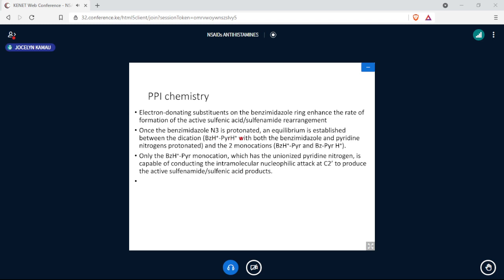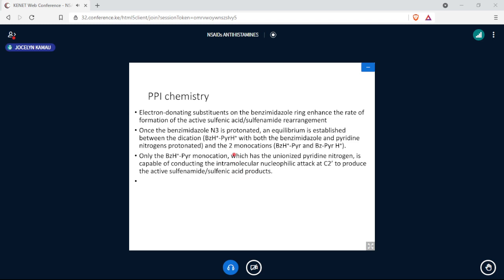This is a dication in equilibrium with two of the monocations, where only one of the groups or the heterocyclic rings within the drug is protonated. Only the benzimidazole protonated pyridine monocation, which has the unprotonated pyridine nitrogen, is capable of conducting the intramolecular nucleophilic attack of carbon 2' to produce the active sulfonamide and sulfenic acid products.